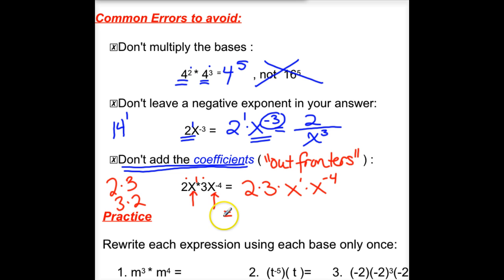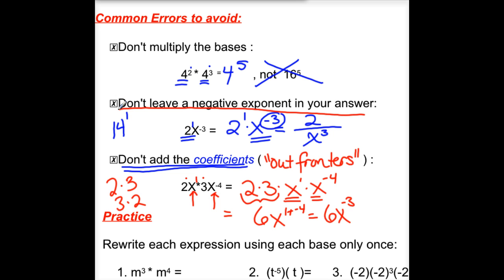first. Then I've always known, well, at least since I was maybe 5 or 6, that 2 times 3 is 6. Notice I didn't add those. I didn't tell you add the numbers. I said when you have the same base, you add those exponents up. So this would be x to the 1 plus negative 4, which gives me 6 to the first and x to the negative third. And again, we don't leave any negative exponents in our answers.